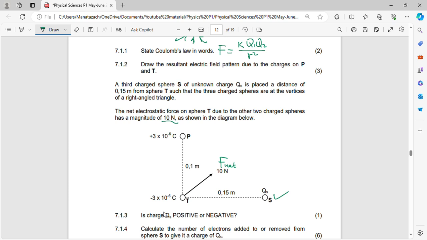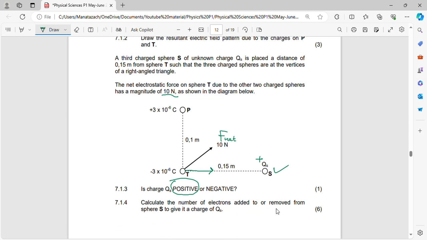7.1.3: is charge QS positive or negative? So you can see the force is pointing in that direction. It has a horizontal element in this direction. So it means here charge T, which is a negative charge, is attracted to charge S. So charge S would be a positive charge for it to be attracted. So the answer here would be positive.